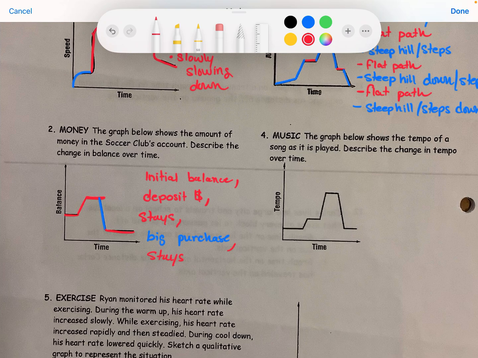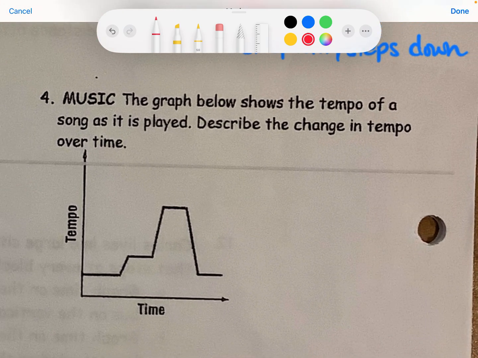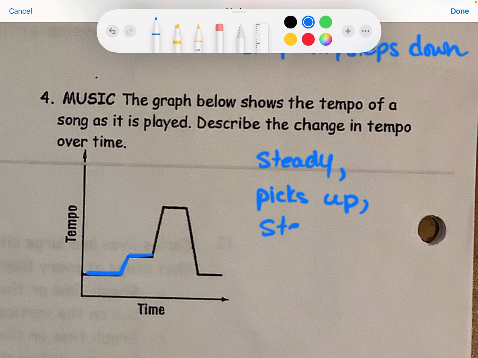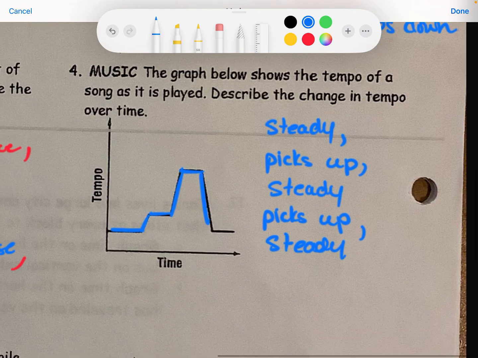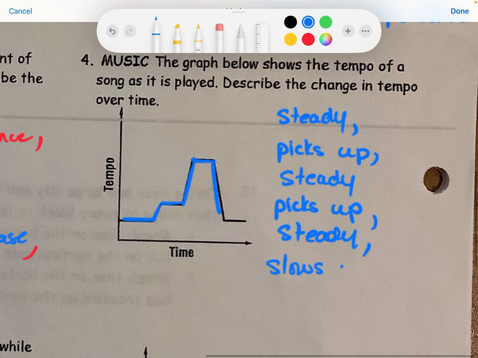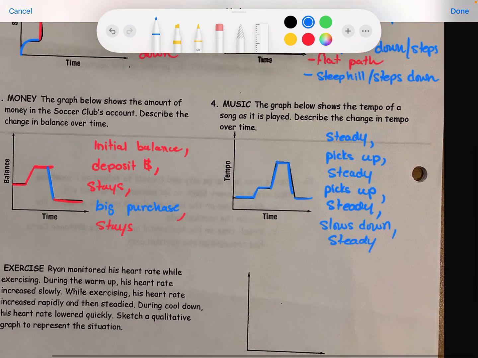Okay, music. The graph below shows the tempo of a song as it is played. Describe the change in tempo over time. Okay, so we have a steady tempo. Tempo picks up. It's steady again. Tempo picks up even faster. Tempo stays. It's a steady tempo. Slows down. And then it's steady again. All right, last one.